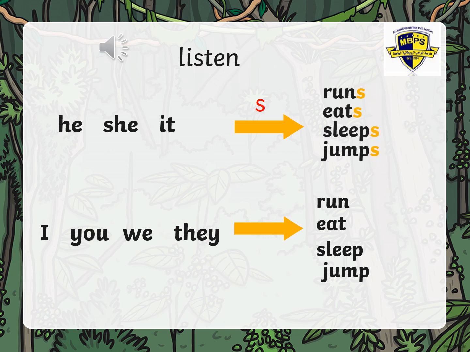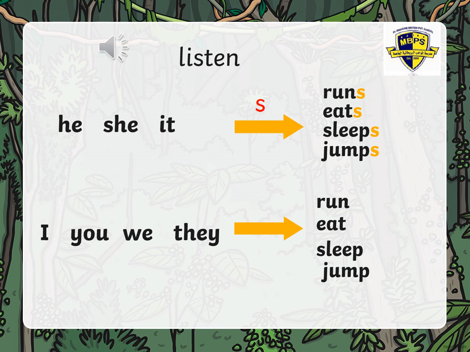Right, let's look here now. We've got the pronoun, and then we've got an arrow, and then we've got these verbs. But look at the end of all these verbs. What have they got at the end of them? They've got S: runs, eats, sleeps, and jumps. So if I take the pronoun he and I want to say he eats, what did I add to the verb at the end? Yes, I added an S, right?